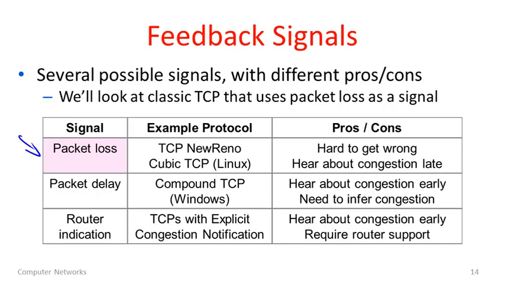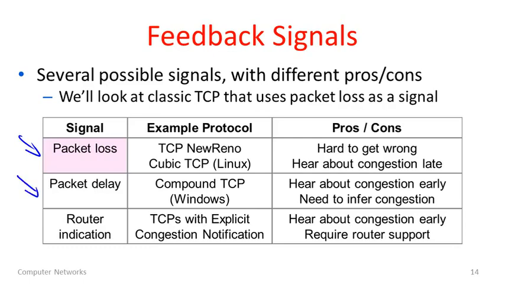Packet loss is good in some respects. It's a pretty hard signal to get wrong or miss because it's hard to build a router that doesn't drop packets under overload. Eventually it has to. The disadvantage of this scheme is that you hear about congestion late. So you really hear about congestion after it's happened and the queue's full and a packet's dropped, and even a little after that, because it takes a little while from the ACKs to work out, or timeouts to work out that something's gone wrong.